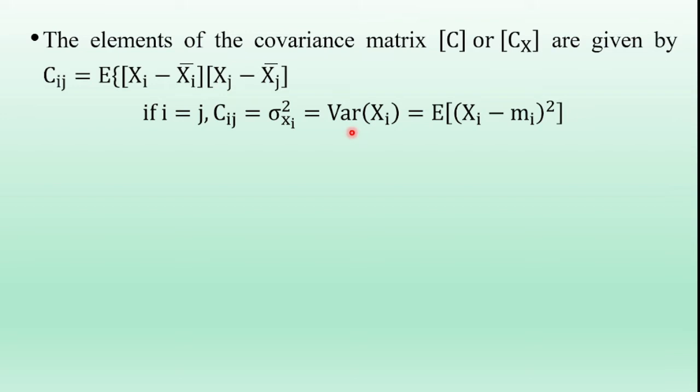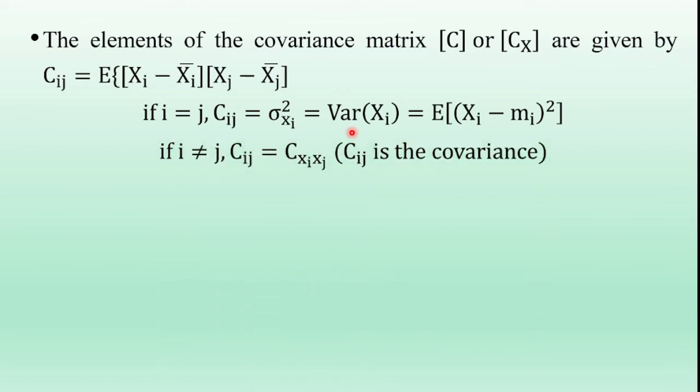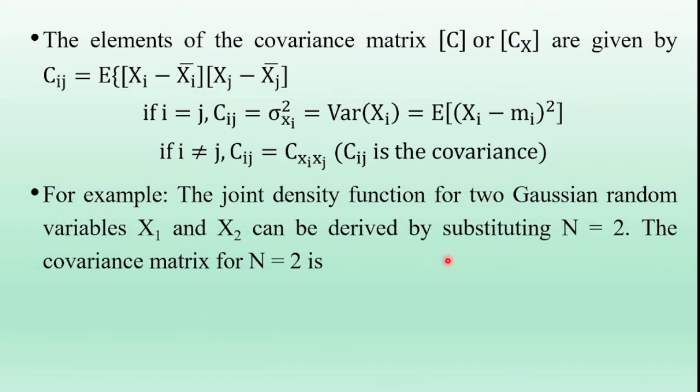If i is not equal to j, the expression is the covariance of the random variables xi comma xj. Cij is the covariance of the random variables xi, xj, that is the expectation of xi minus xi bar into xj minus xj bar. These two are the important conditions, keep them in mind.